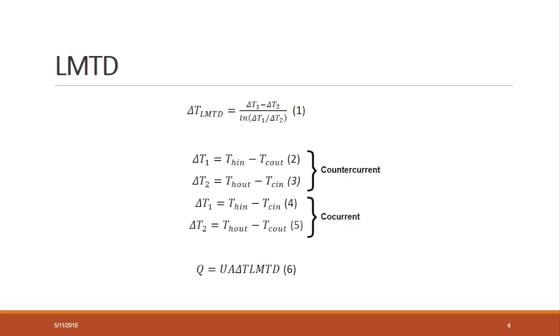The first was LMTD, which was defined as the logarithmic mean between the temperature differentials of each fluid at each end of a heat exchanger, as shown in equation 1. In this method, delta T1 and delta T2 change according to the type of operation. Equations 2 and 3 are for countercurrent operation, and equations 4 and 5 are for co-current operation. To obtain the heat flow, equation 6 was used.